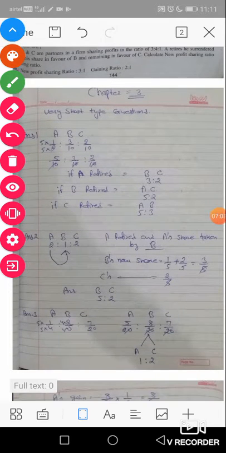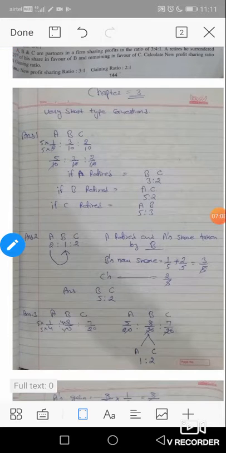This is the next numerical. A, B, C are partners. Their ratio is 2:1:2. A retires and A's share is acquired by B. So we will calculate the new ratio first. What is the new ratio?